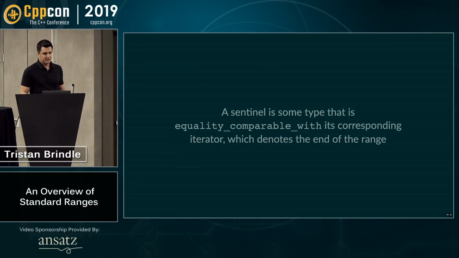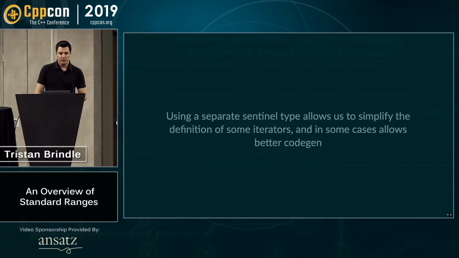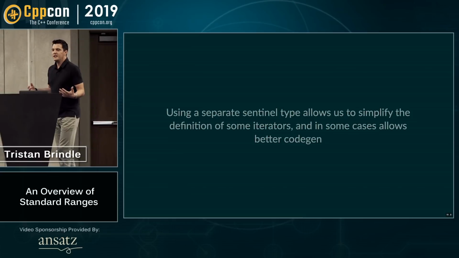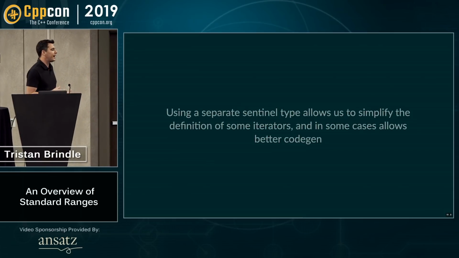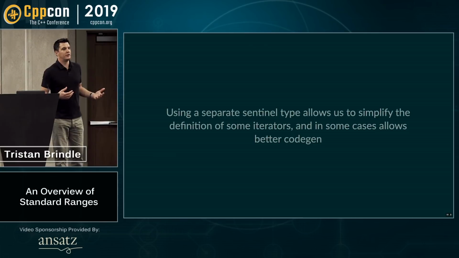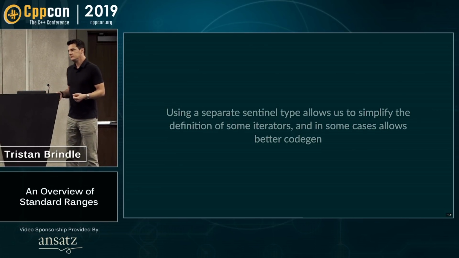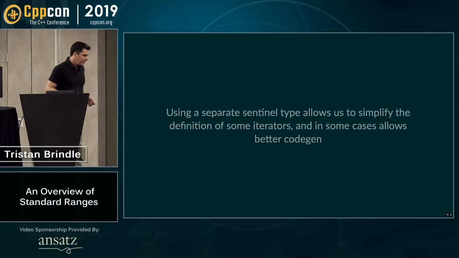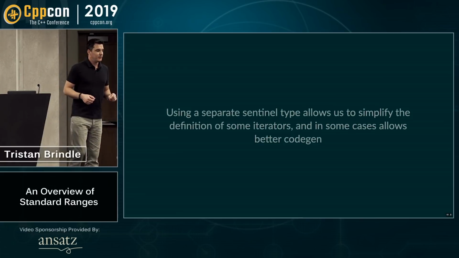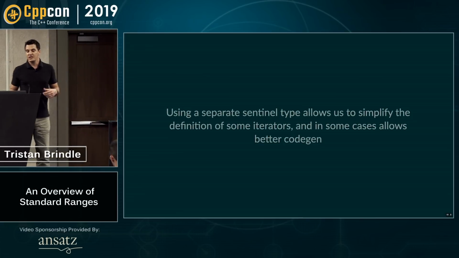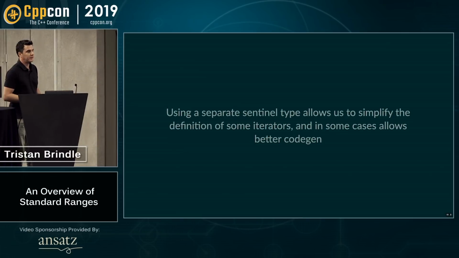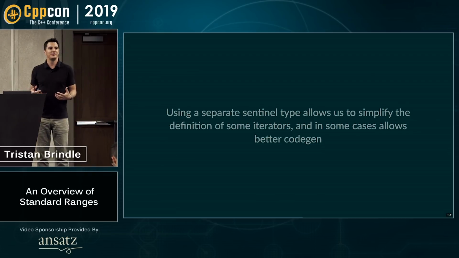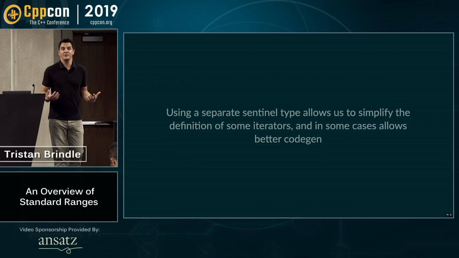So why do we want these things? Well, the first thing is that if you're using your own custom iterators, using separate sentinel types in some cases allows us to simplify writing our own iterators. And that's nice, but not many people write their own iterators. What I like even better about Sentinels is that in some cases, they actually allow us better code generation. That is, they give the optimizer more information upon which to optimize your code, and so you get faster code. And who doesn't like faster code?